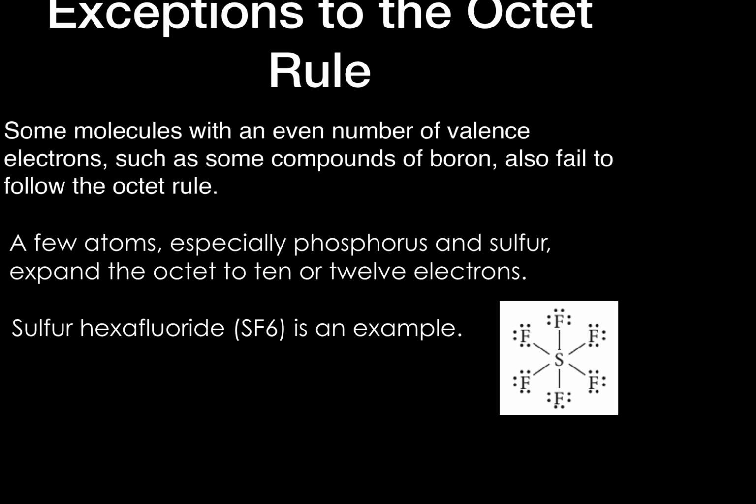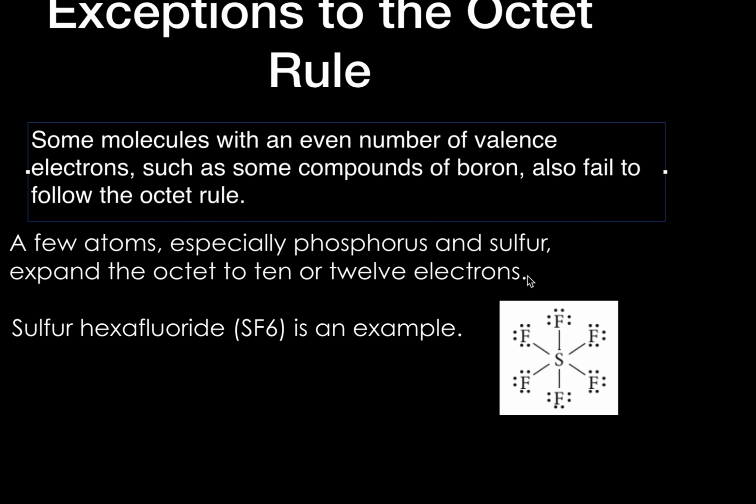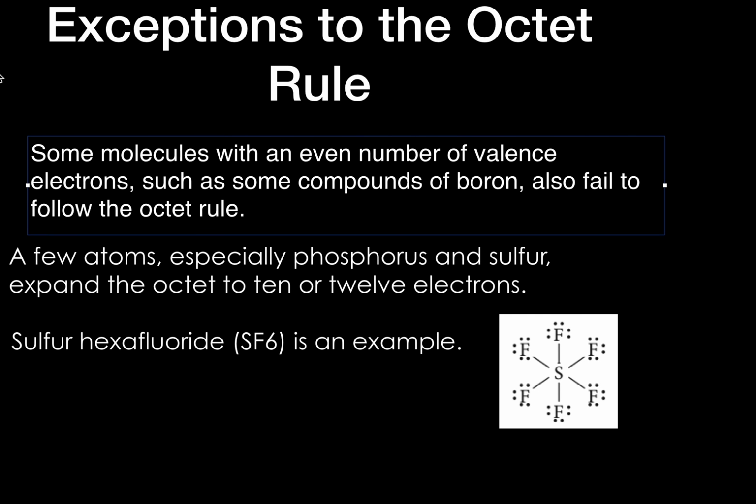Some molecules with an even number of valence electrons, such as compounds of boron, also fail to follow the octet rule. A few atoms, especially phosphorus and sulfur, expand the octet to 10 or 12 electrons. So for example, sulfur hexafluoride, which is the picture right here. Like I said, it does not have to, but they can. And this concludes our video on characteristics of a covalent bond.